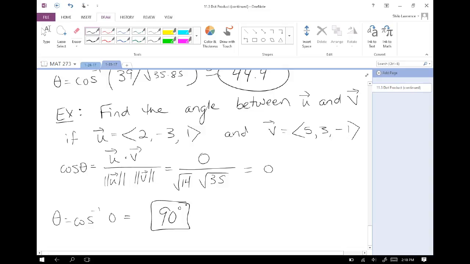This is one way that we can check to see if two vectors are perpendicular to each other, by just quickly doing their dot product. If the dot product ends up 0, then our two vectors are perpendicular. And that's going to be one of our geometric properties here in just a minute.